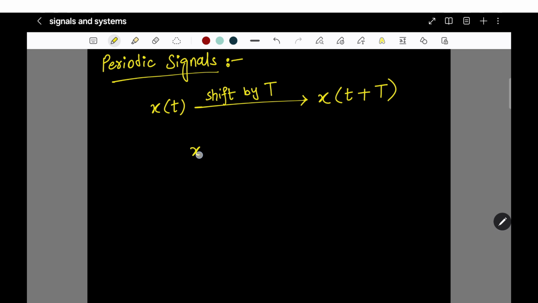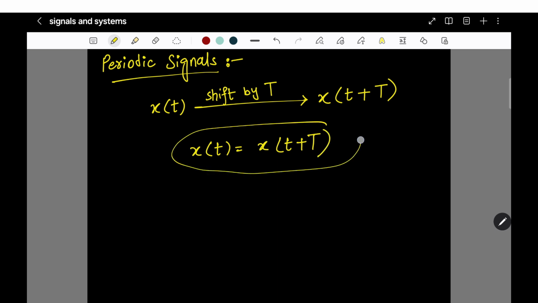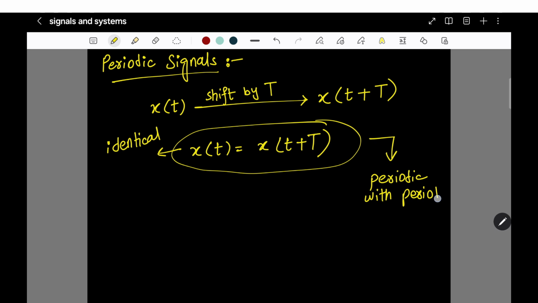So now if x of t is equal to x of t plus T, which means that the two signals are identical or equal, then the signal x of t is periodic with period T.